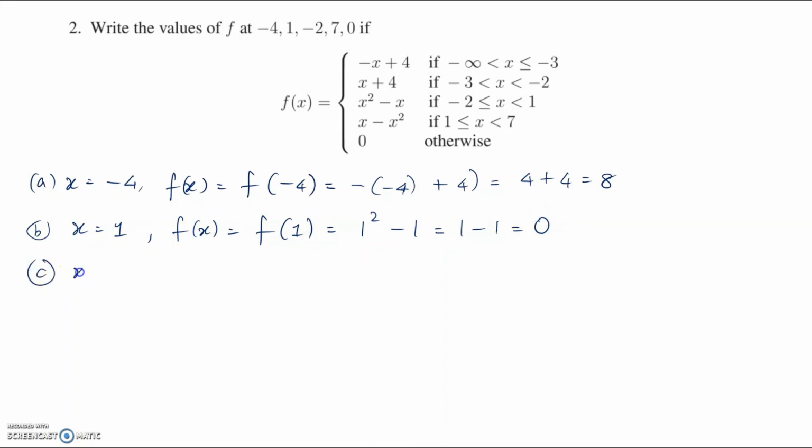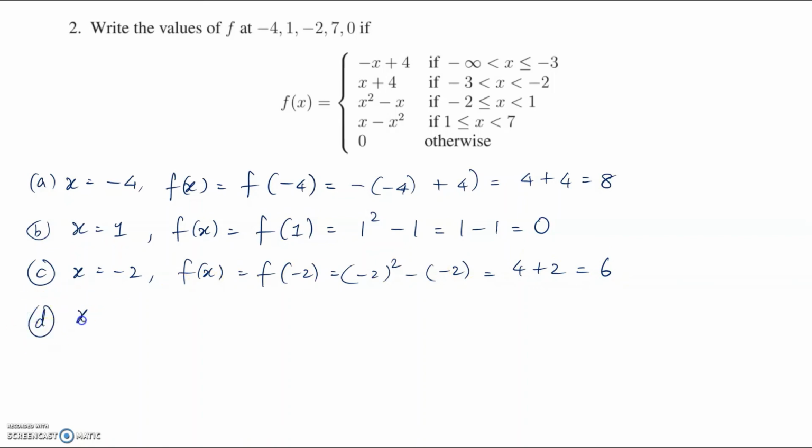Then, when x is equal to -2, then f of x is equal to f of -2. So where does this fall? -2 is the third category, which is x squared minus x if -2 is less than or equal to x is less than 1. Therefore, using this, -2 squared minus of -2, so it's 4 plus 2, the answer is 6.